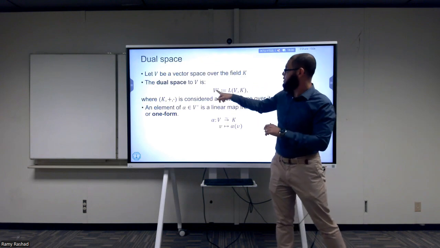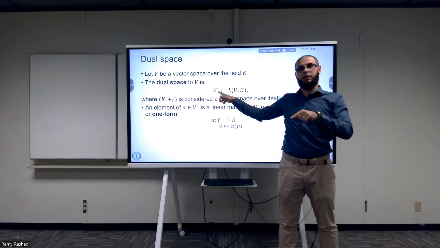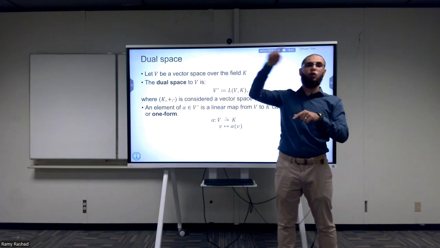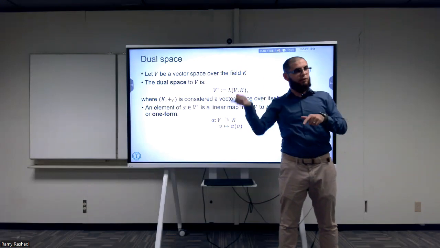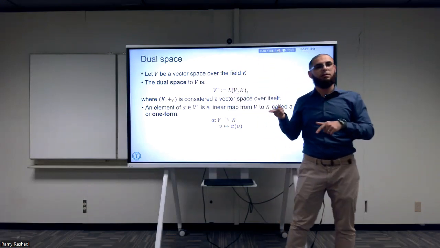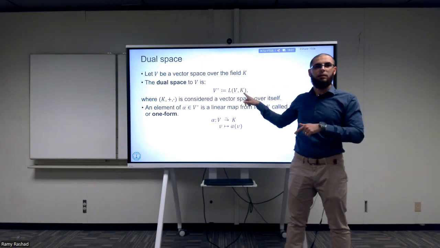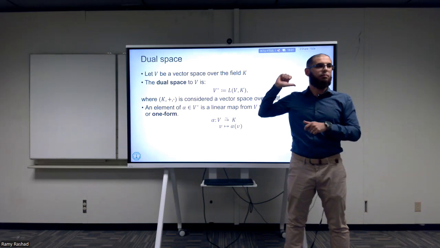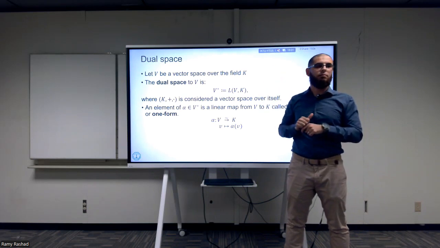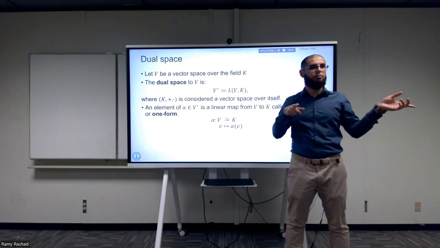Let's go back to here. So we said that V star is a vector space itself, right? Which means I can define the dual of V star. What do you think the dual of V star is? It's the map from all V stars to K, and you can show that it's equal to V. Okay. So the dual of the dual is V.